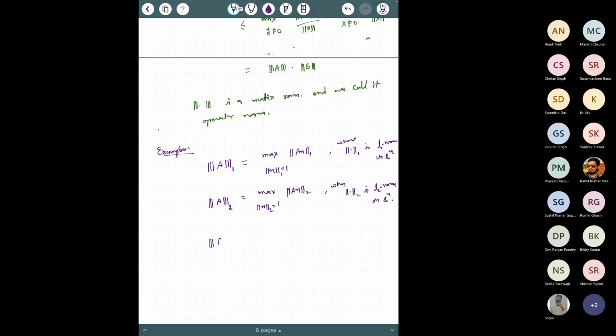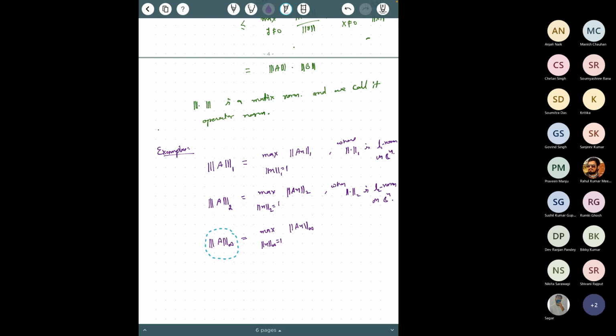Similarly, you can define the infinity operator norm the same way. You can take any vector norm on Fn, and using that you can define this operator norm. So this norm is induced by the given vector norm, and we are calling this an operator norm. So the first one is the operator 1 norm, then you can define the operator 2 norm, and this is the operator infinity norm. In fact, you can define any operator p norm the same way, where p is greater than or equal to 1 and less than infinity.